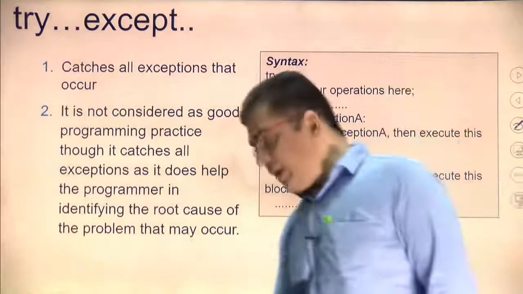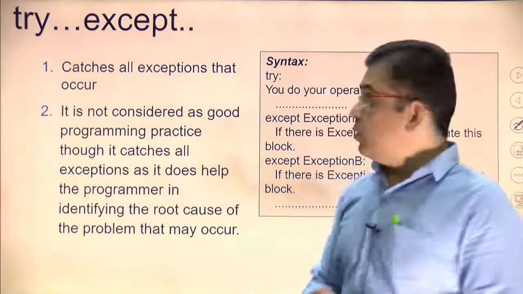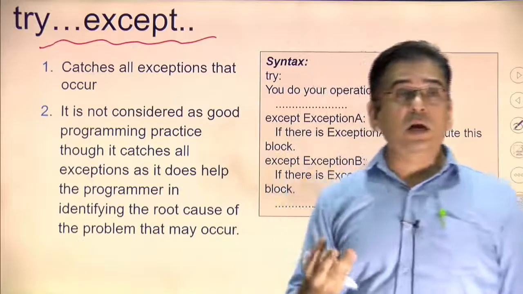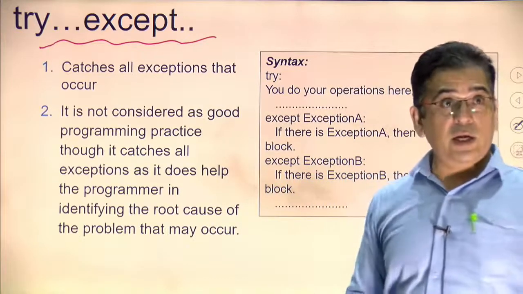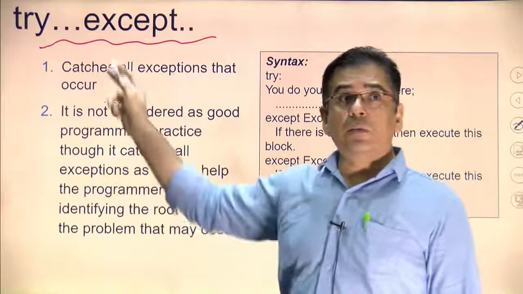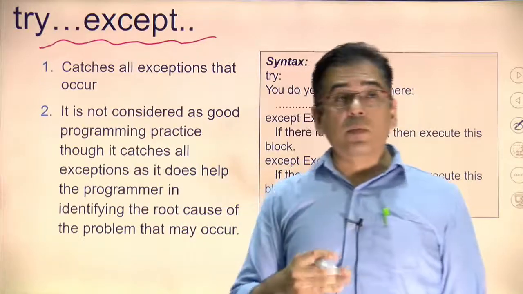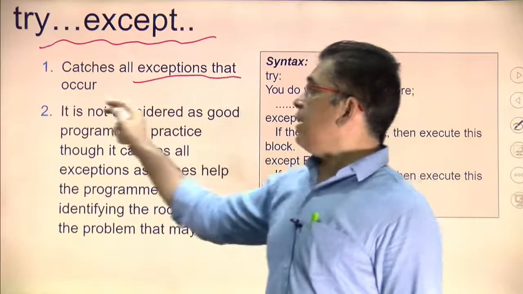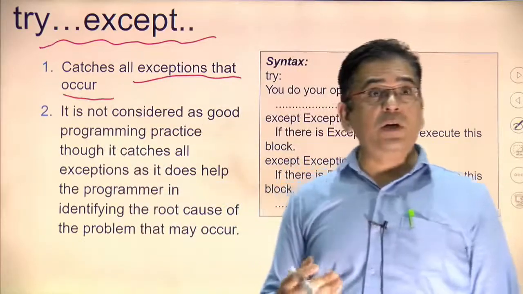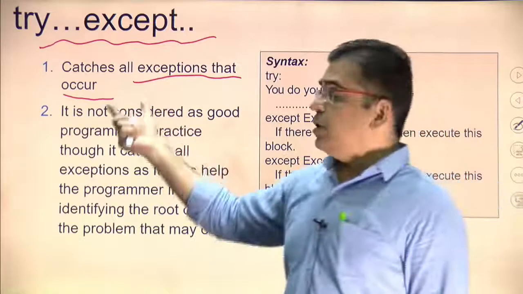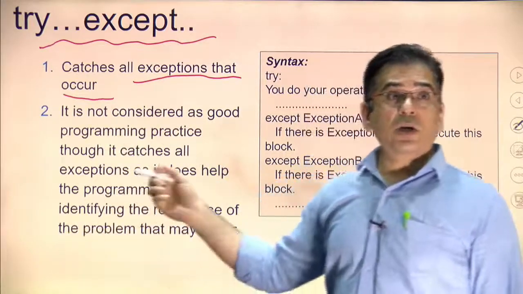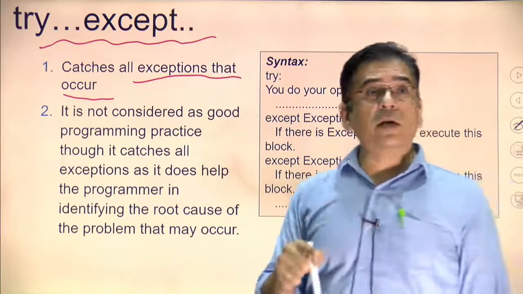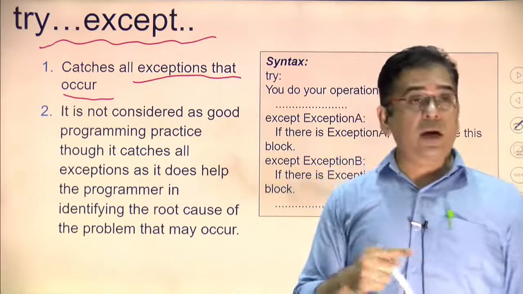Now coming to the second type: without else, only the try and except category. After that we will go with the third type, which is the try and finally case. I will give you a very brief description of this second type of error handling mechanism in Python. It catches all exceptions that occur. Any kind of exception that arises, it will catch and handle. It is not considered good programming practice. You have to use try, except or else blocks as an error handling mechanism.